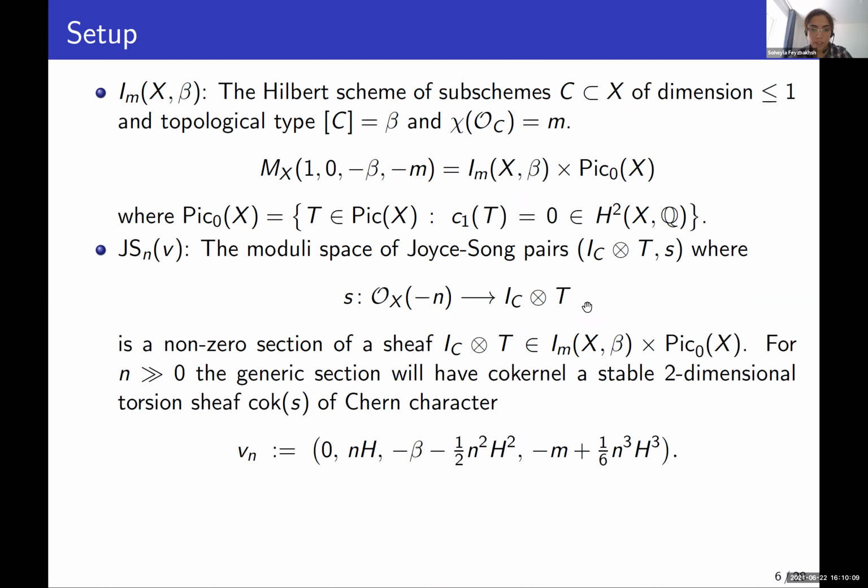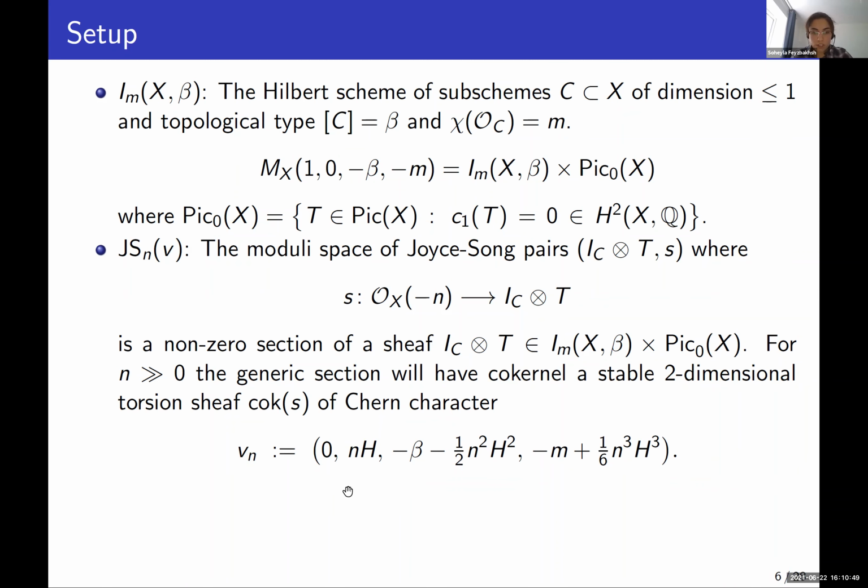But we know that when N is large enough, the generic section is supported on a divisor D in |NH|. So it is of rank one, so it's automatically stable. And we know that the cokernel of s is always of Chern character v_N, which is super special, which is (0, NH, -beta - N^2 H^2/2, -M + N^3 H^3/6). The fact that makes it very special is that beta and M are chosen at the beginning, and then we choose N very large.